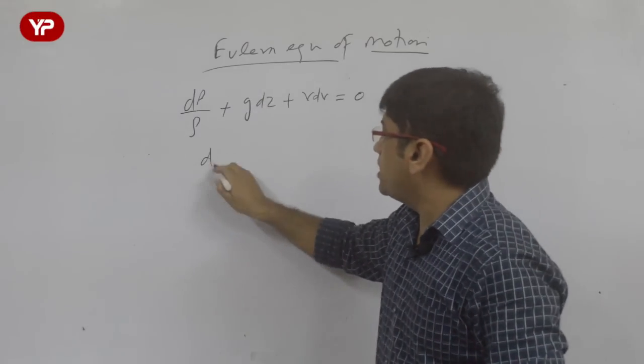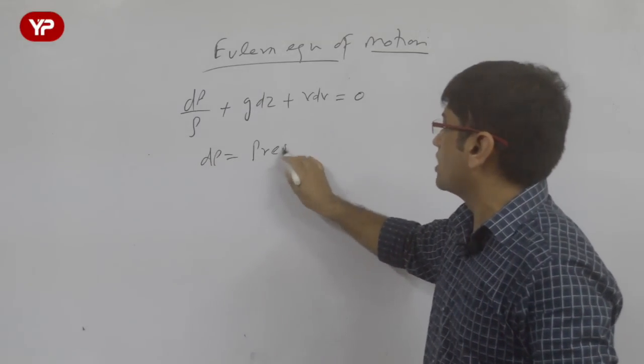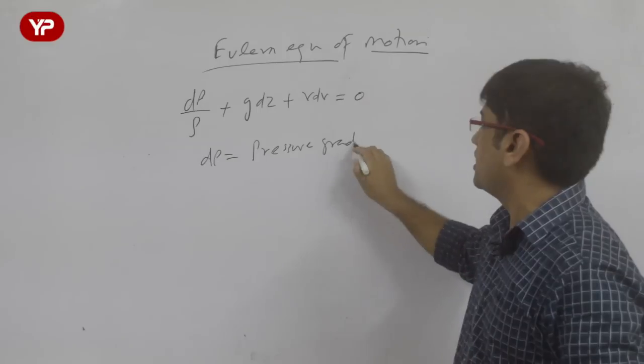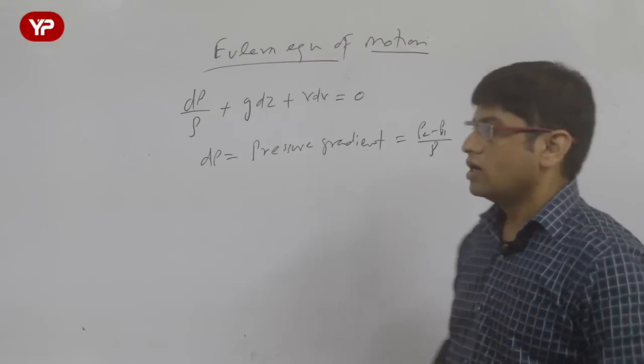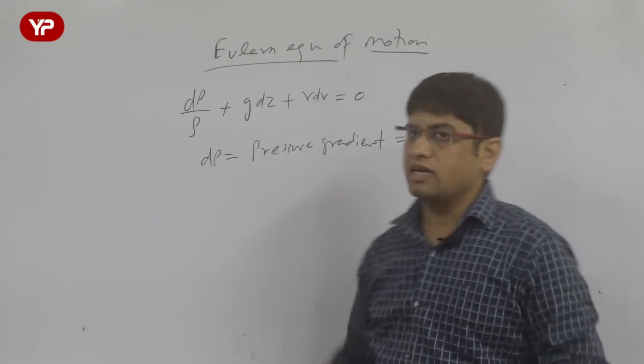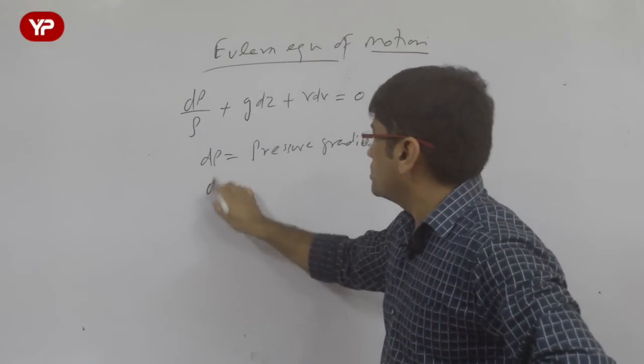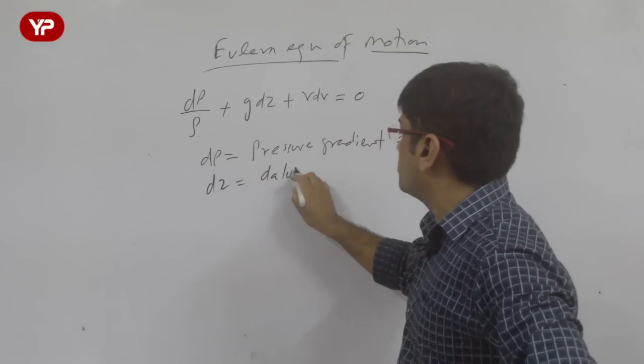Now what is this dp? This dp is called pressure gradient. How is this written? It is written as P2 minus P1 by rho, or P2 minus P1 if I am writing dp, final minus initial. What is dz called? It is called datum gradient.